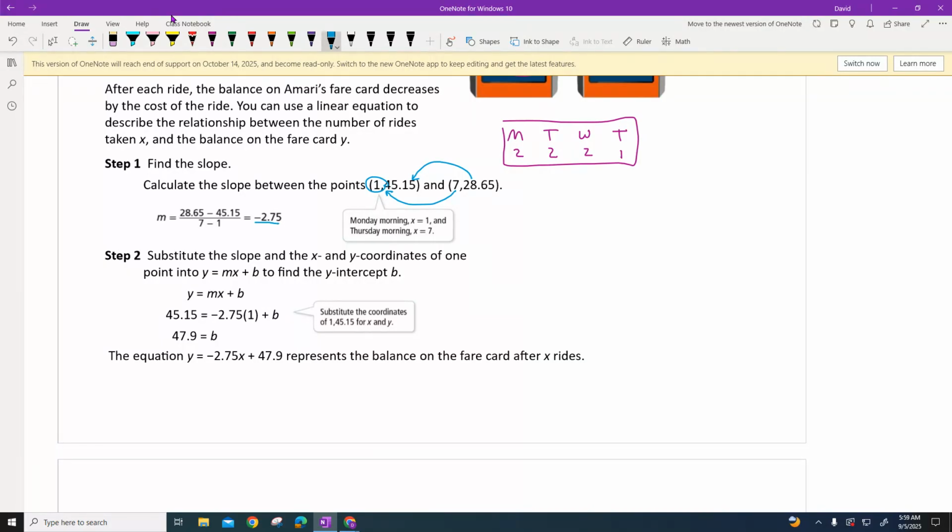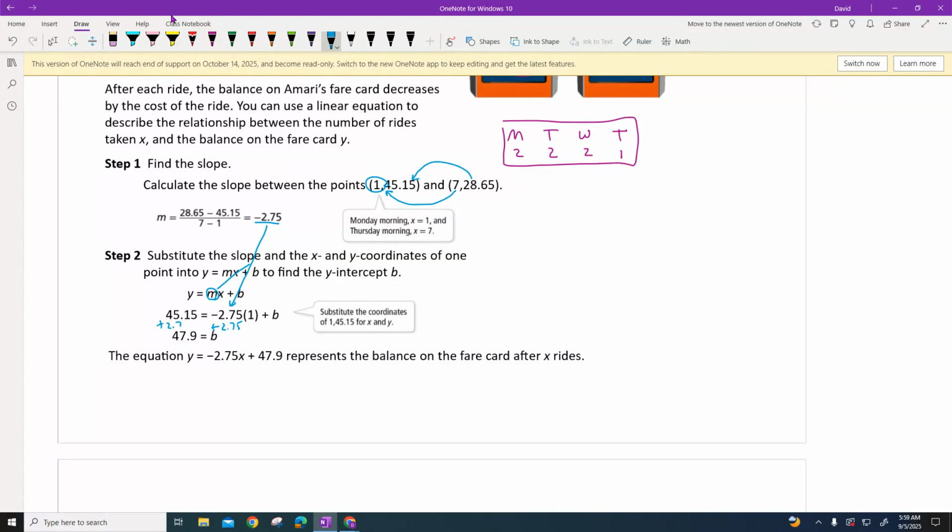Okay. Now they put that 2.75 in for the m on the equation. They picked one of the coordinates up here. Looks like they picked 1. Sometimes 1's easier than the other one because I can do 1 times 2.75 without a calculator. So it looks like they used this coordinate. They put the 1 right there. They put the 45.15 over here. And they did some math. That's going to be a -2.75 because 2.75 times 1 is still that. Then they added 2.75 to both sides.